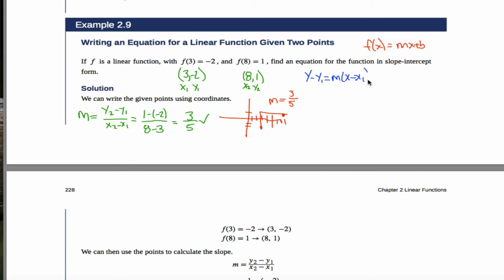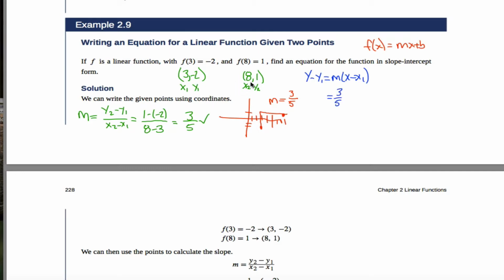If you have trouble remembering this formula, it's very similar to this guy if you take the denominator and multiply it over to the other side of the equation and drop the 2's in the subscript. At any rate, this is point-slope form. It's a useful form when you have a point and the slope, which we now do.